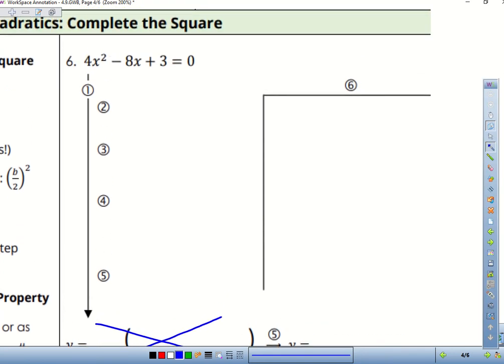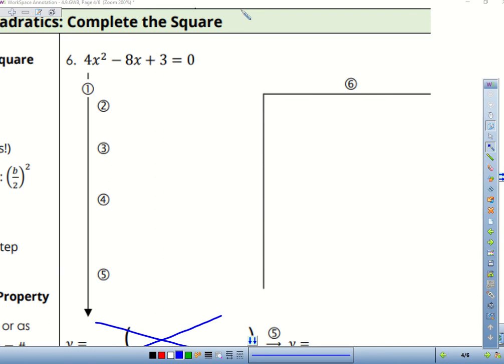So the first thing you need to do when you're completing the square is if you have a c term, everybody know what a c term is. It's the term without an x. You need to get it to the other side of the equation. So if I do that, I'm going to end up with 4x squared minus 8x is equal to negative 3. So you see how I moved it over.